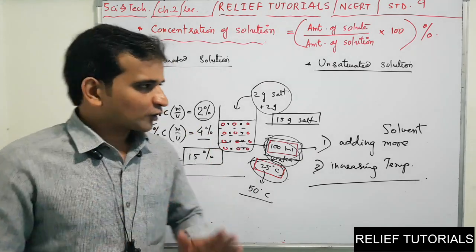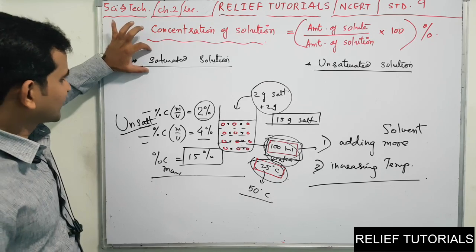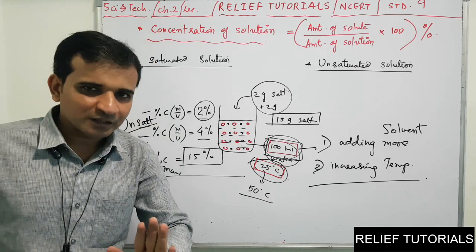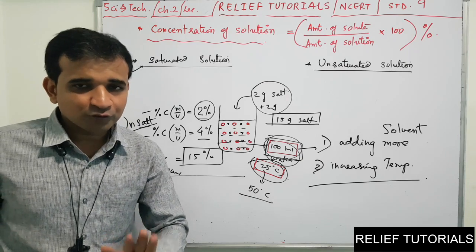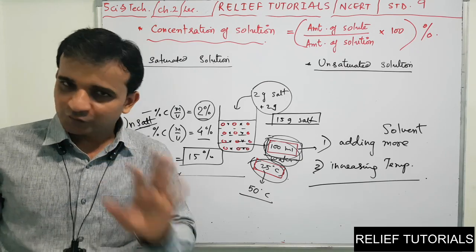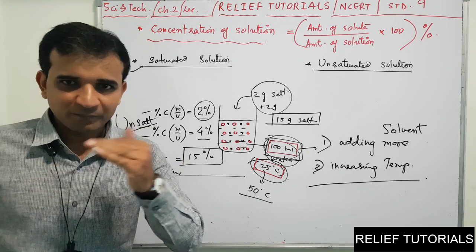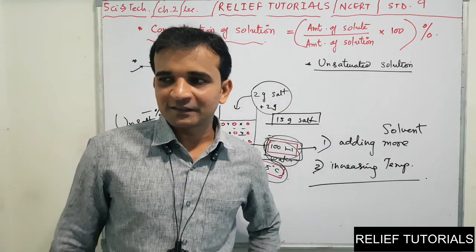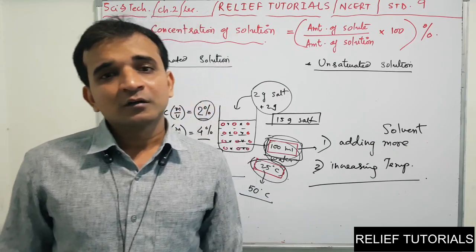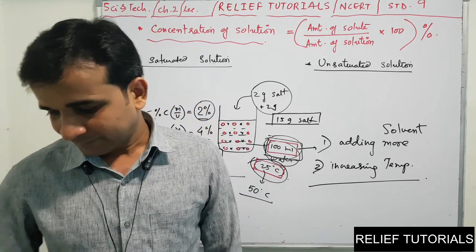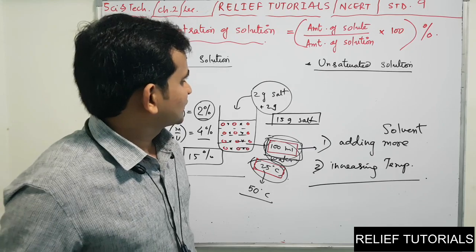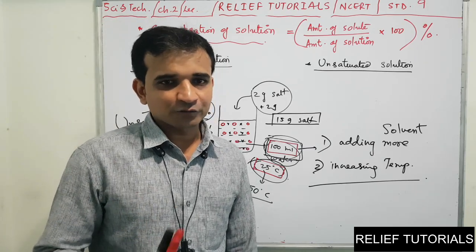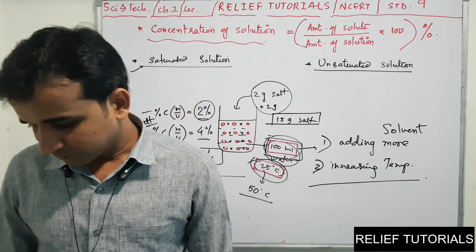So in short, a saturated solution means the solution at a given temperature, for a given amount of solvent, in which maximum solute is dissolved. No more solute can be dissolved. And unsaturated means what? It is still having a tendency to dissolve more amount of solute in that. Okay, so today we have seen about concentration of solution, saturated solution, unsaturated solution. So please be practicing.